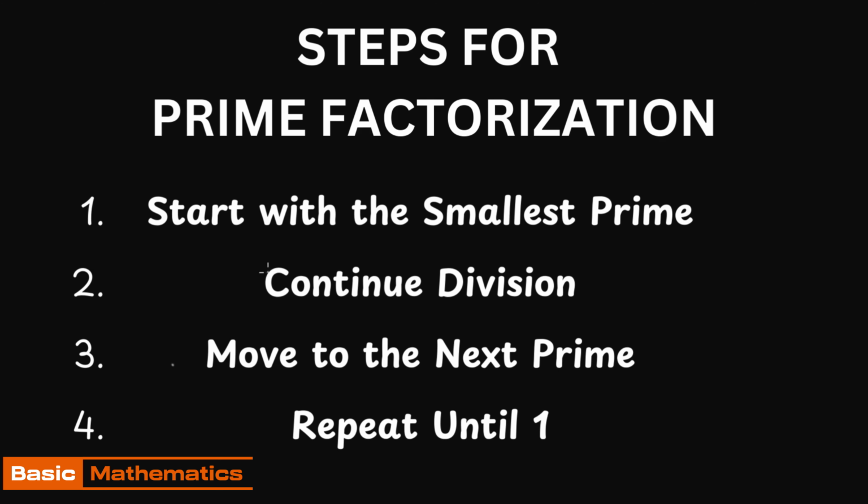Step 4, we repeat until we get to 1. That is, continue the process until you reach 1. The factors used in the division process are the prime factors. Now, let's look at some examples.